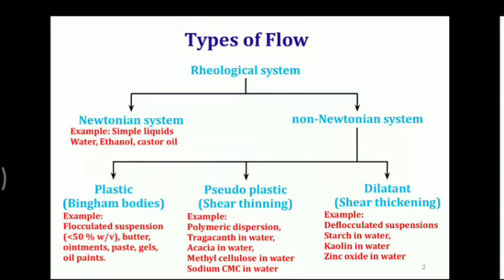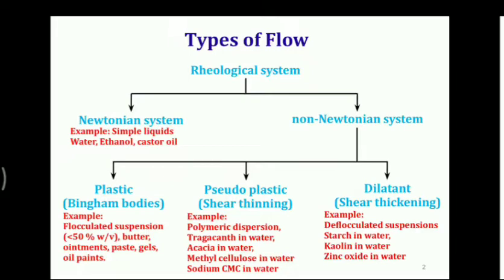Newtonian systems are the systems which obey Newton's law of flow of fluids. We already discussed in the previous lecture the statement of Newton's law for flow of fluids: the rate of shear is directly proportional to the shearing stress. The system which obeys and follows this law is generally referred to as the Newtonian system. Examples are simple liquids like water, ethanol, and castor oil. The second is the non-Newtonian system, simply the system which does not obey Newton's law of flow. These systems are called non-Newtonian systems.